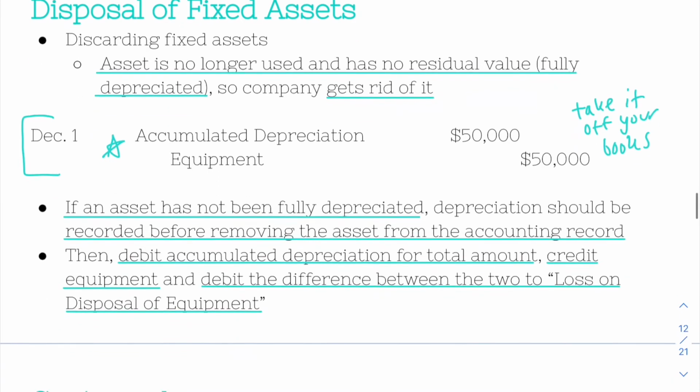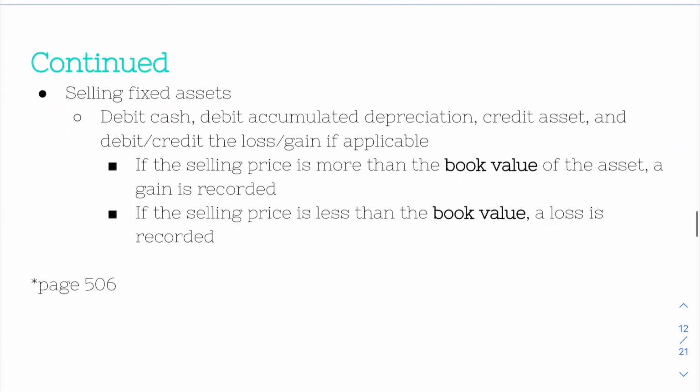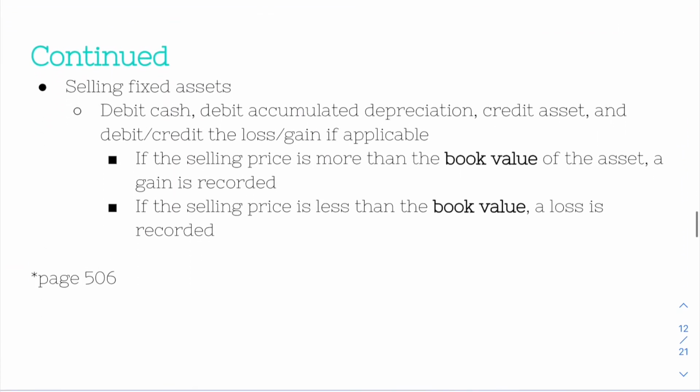If you're not going to dispose of it, you could sell it. So selling has an added step. With selling it, you are going to debit cash because you're selling it to someone and they're going to pay you cash for it. So cash is increasing. These next two steps stay the same. You're always going to debit accumulated depreciation to take it off your books. You are going to credit the asset to take it off your books. And then this last part, you are going to debit a loss or credit a gain if applicable.